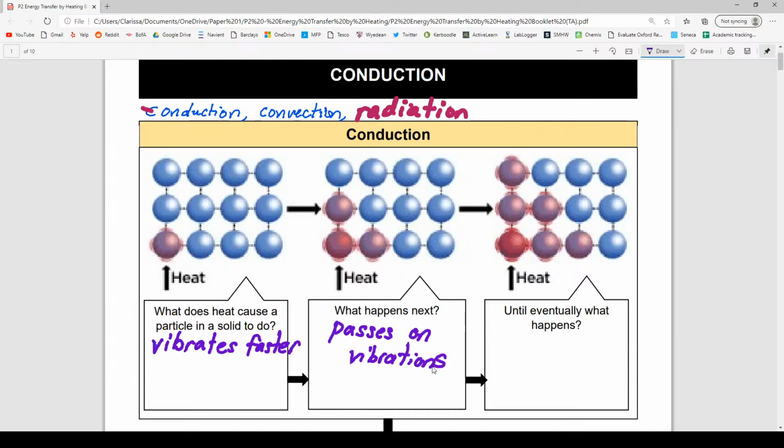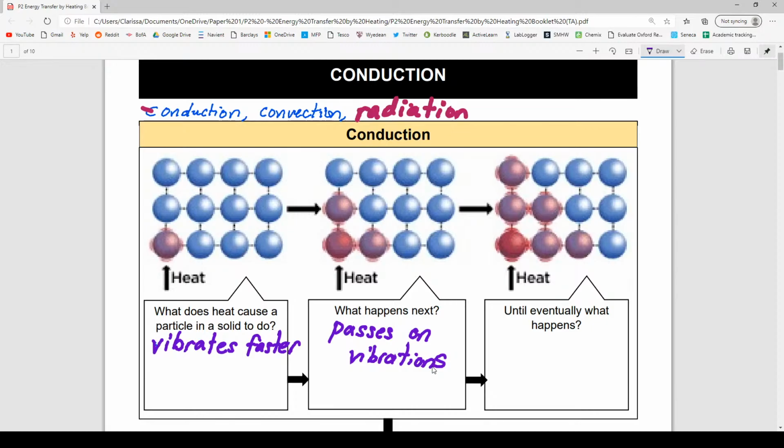Which is why conduction only happens in solids. It doesn't apply to liquids or gases, especially not gases, because in gases all the particles are spread apart. So it's not going to be a case of one particle vibrating faster and then hitting the neighboring particles. That's not going to happen. With liquids, it doesn't happen because the particles are free to move around, so their neighbors aren't fixed. So that's why conduction only happens in a solid.